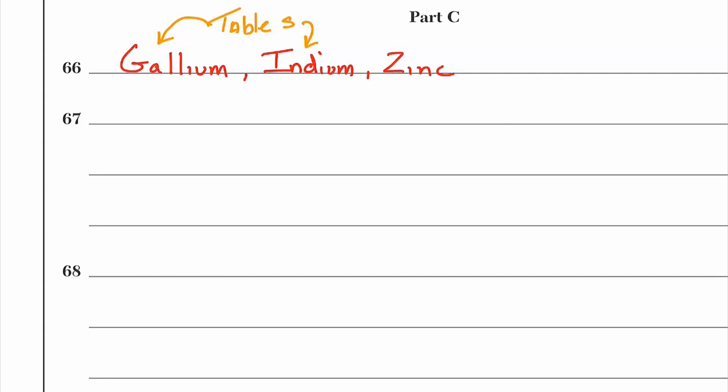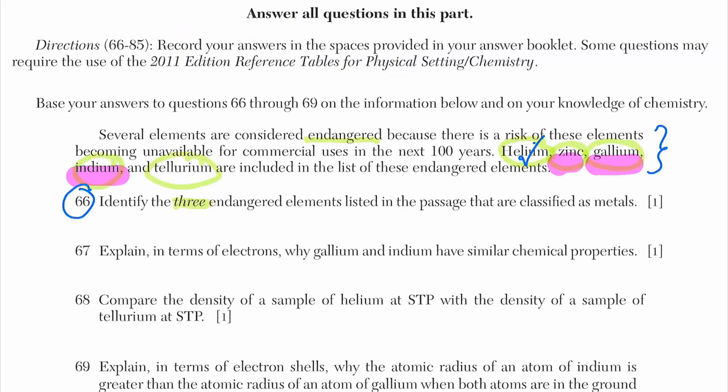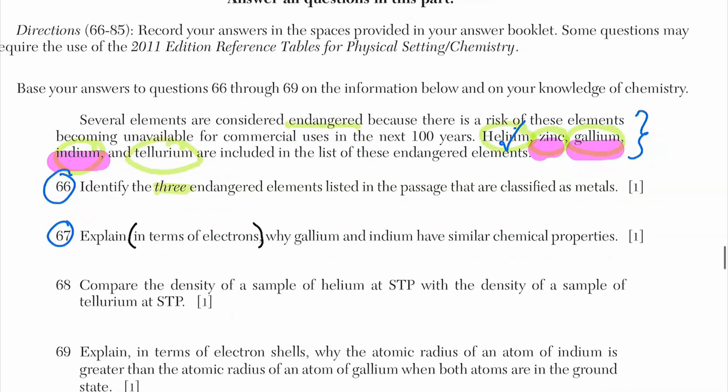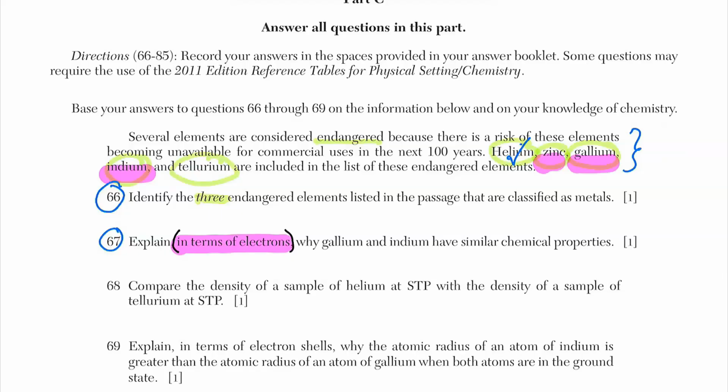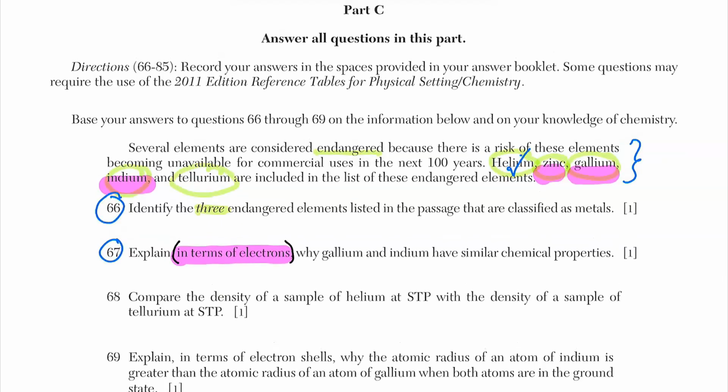On to number 67. Number 67, explain in terms of electrons. Party people, they're telling you how to answer this question. So please do so in terms of electrons. All right, so why gallium and indium have similar chemical properties. They do so because they bond similarly. Why do they bond? Their outermost electrons are similar. Their valence electrons are the same if you're in the same column.